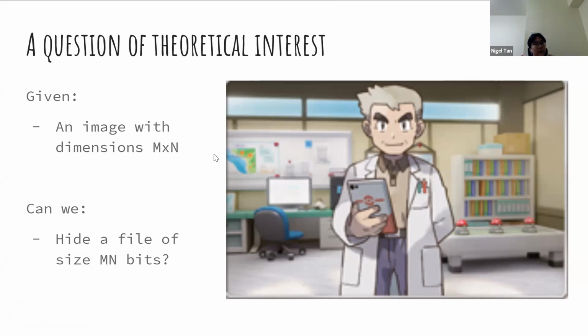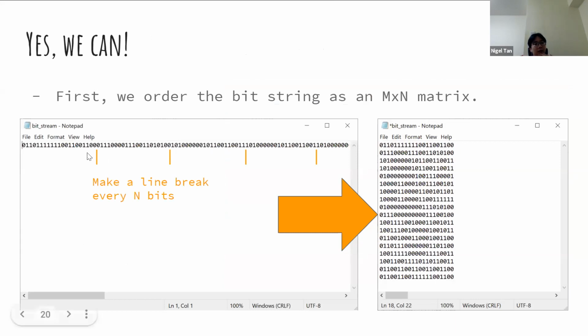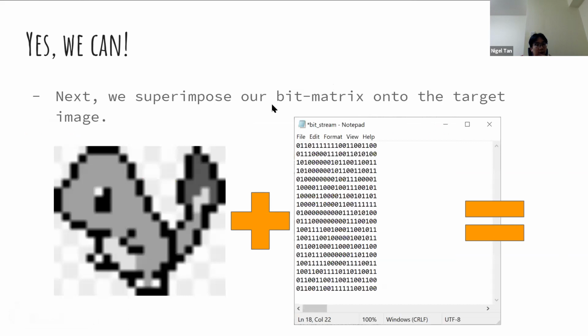But how? Let's say you have a file that has mn bits, and you've got the bit string here, all lined up nicely. And we know that the target image that we're going to hide the file in is also just nicely an m by n matrix. So what you will want to do is take this bit string and make a line break every n bits. And this will give you a matrix of dimensions m by n. It's a bit contrived for the purposes of this example that both are exactly of the same dimensions.